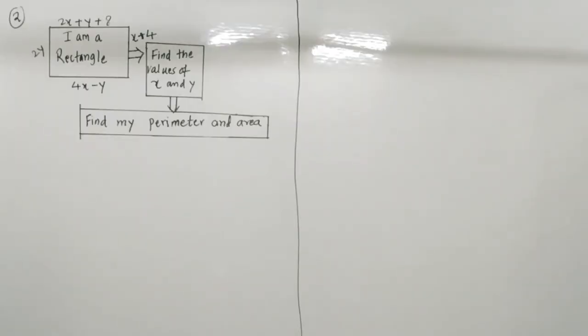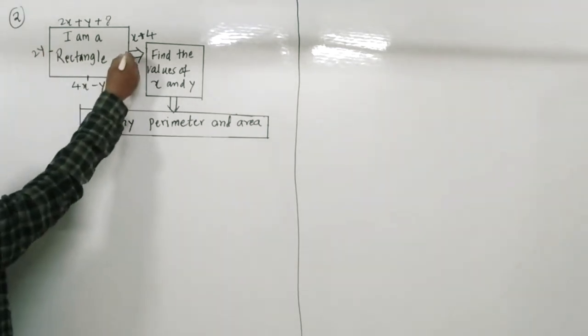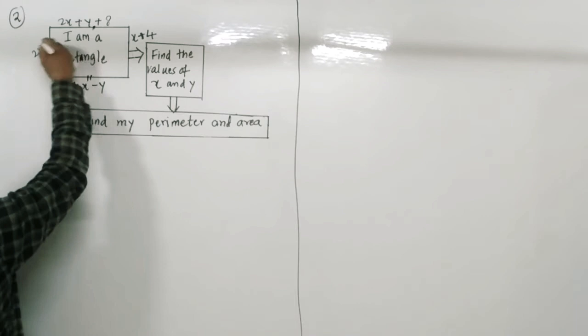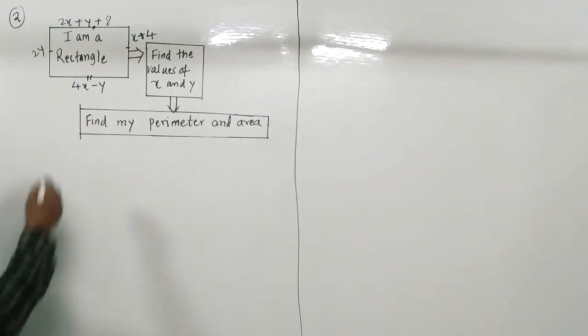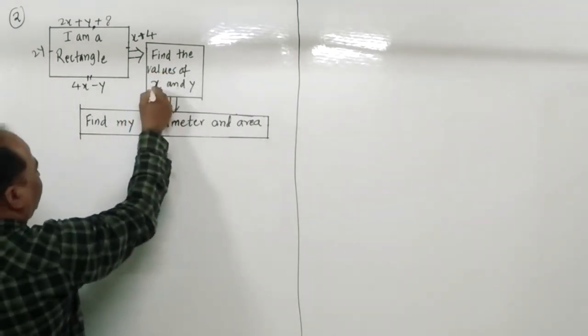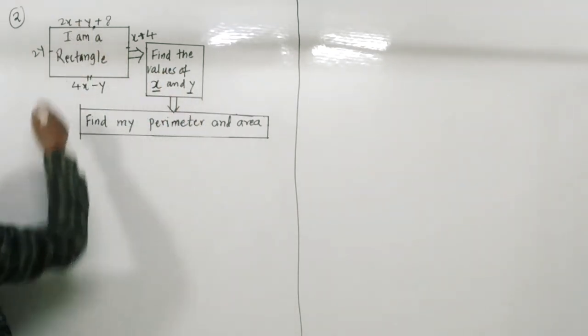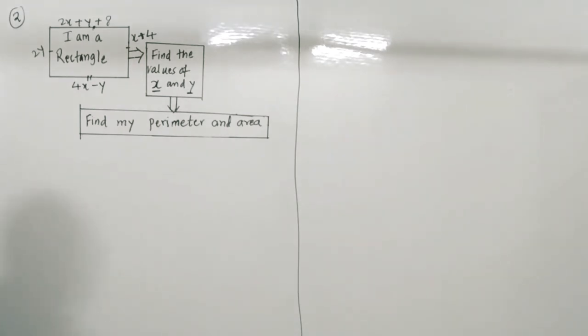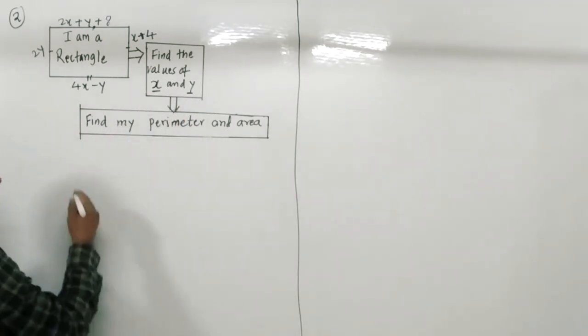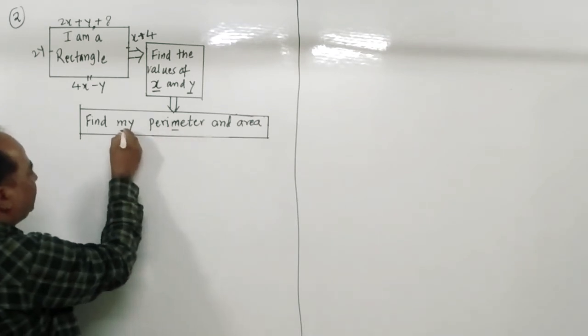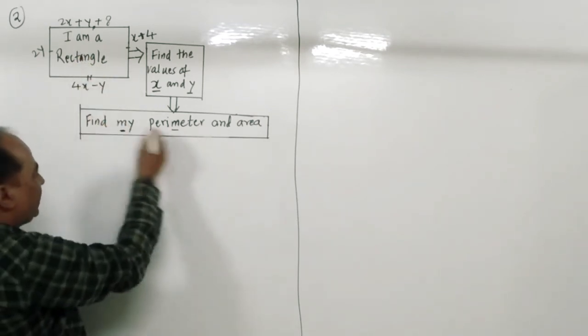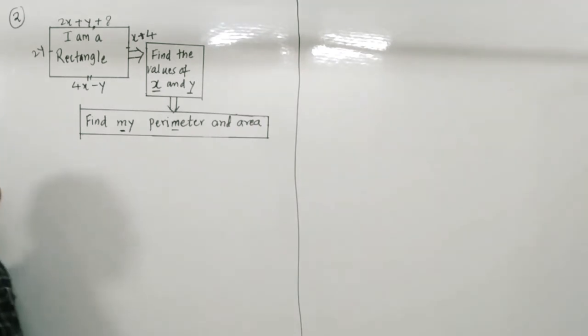Second example: I am a rectangle. Here the length of the rectangle is given, and we know the property of a rectangle, opposite sides are congruent. Find the values of x and y. Here the length and breadth of the rectangle are given in the form of expressions in variables x and y. So find the values of x and y, and then find the perimeter and area of the rectangle.